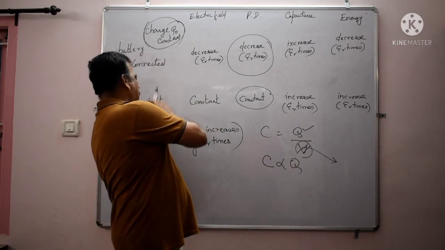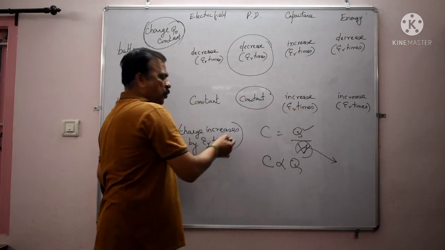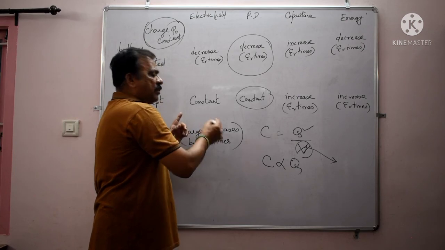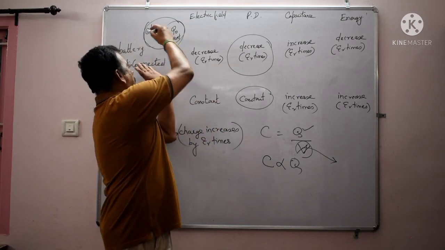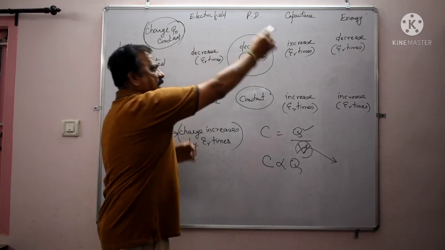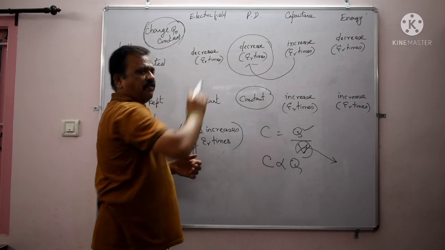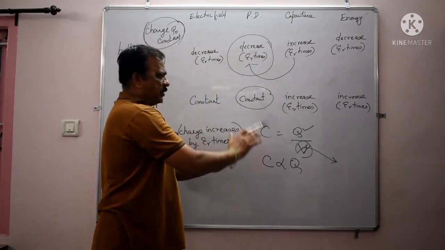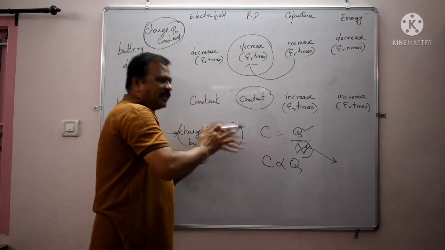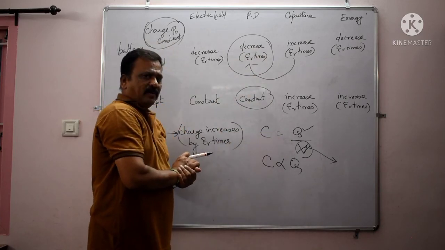In the second case, when the battery is kept connected, the increase in capacitance is due to the increase in charge. Whereas when the battery is disconnected from the plates of the capacitor, the increase in capacitance is due to the decrease in potential difference. So the capacitance increases, but the reason why it increases is different in both the cases. Okay, so thank you.